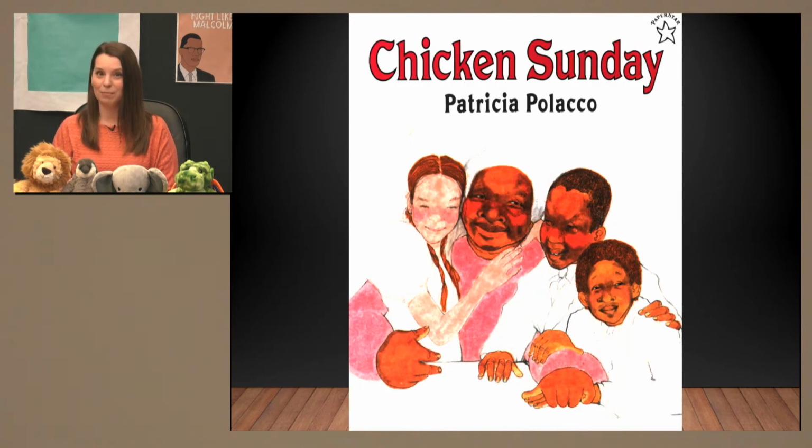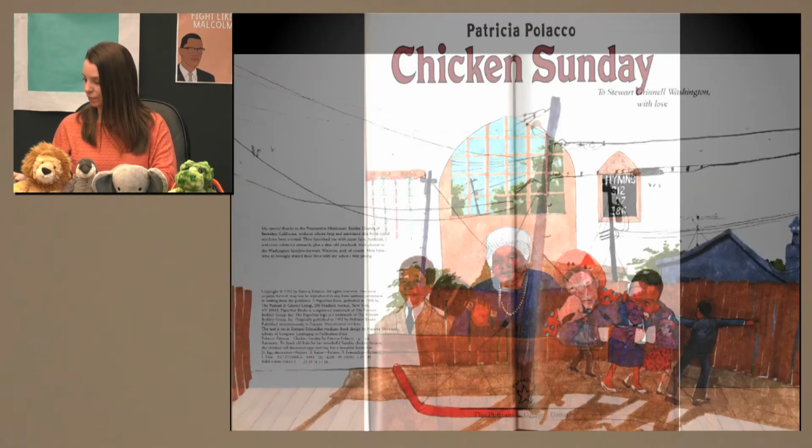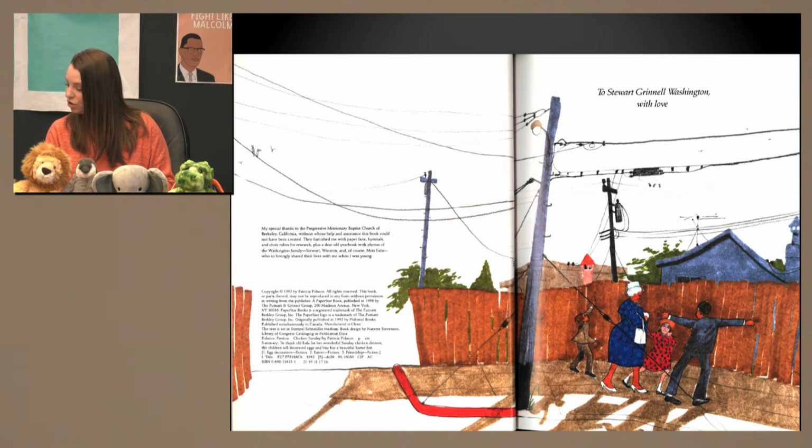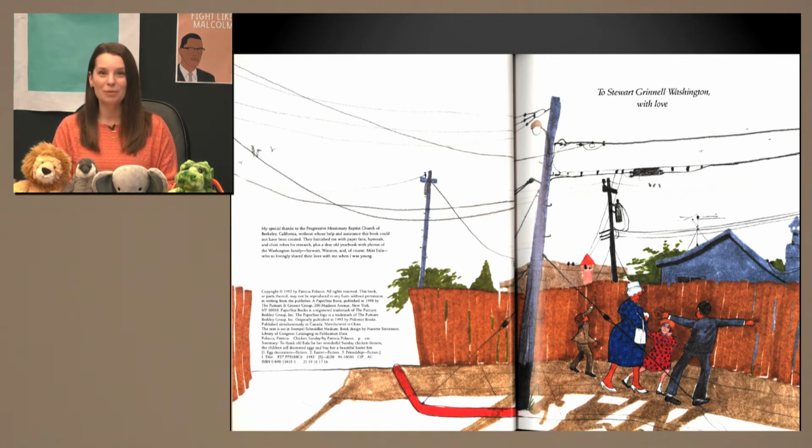Chicken Sunday by Patricia Polacco. Now, I want to point out here on this page, you can kind of see the dedication there on the right-hand side. It says, to Stuart Grinwell, Washington, with love. So Patricia Polacco actually dedicated this book to her best friend when she was a child, Stuart.